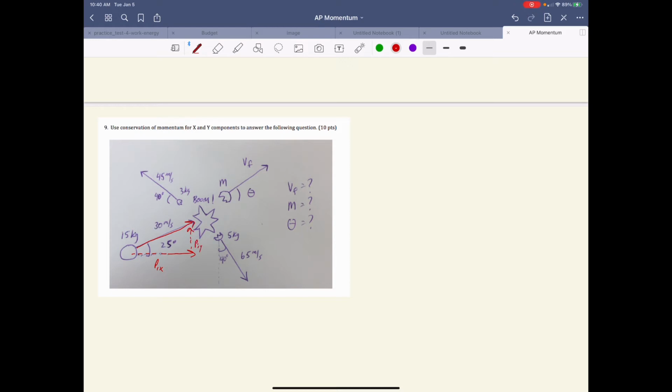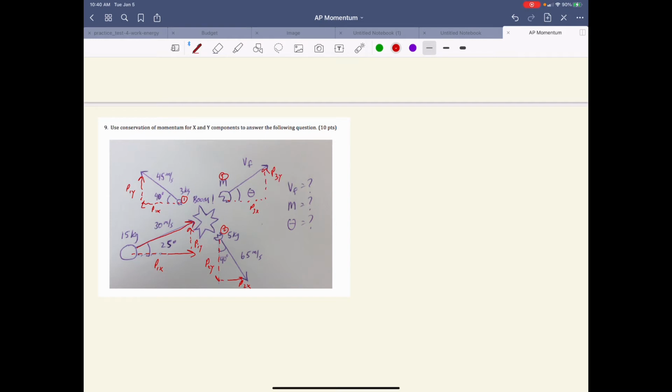Now, all these other pieces also have momentum in the x and the y direction, so let me just jot those in real quickly. I'm going to call this object 1, so we'll call this p1x, p1y. This one right here, we'll call object 2, so p2x and p2y, and this unknown object I'm just going to call 3. That's going to have p3x and p3y.